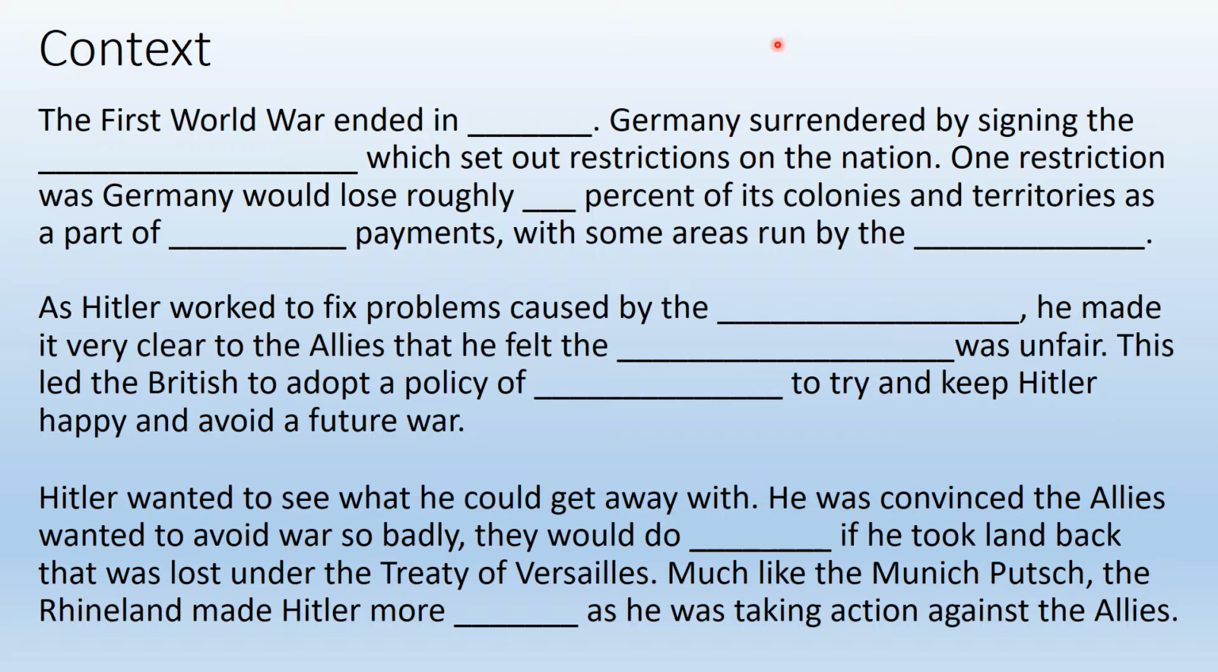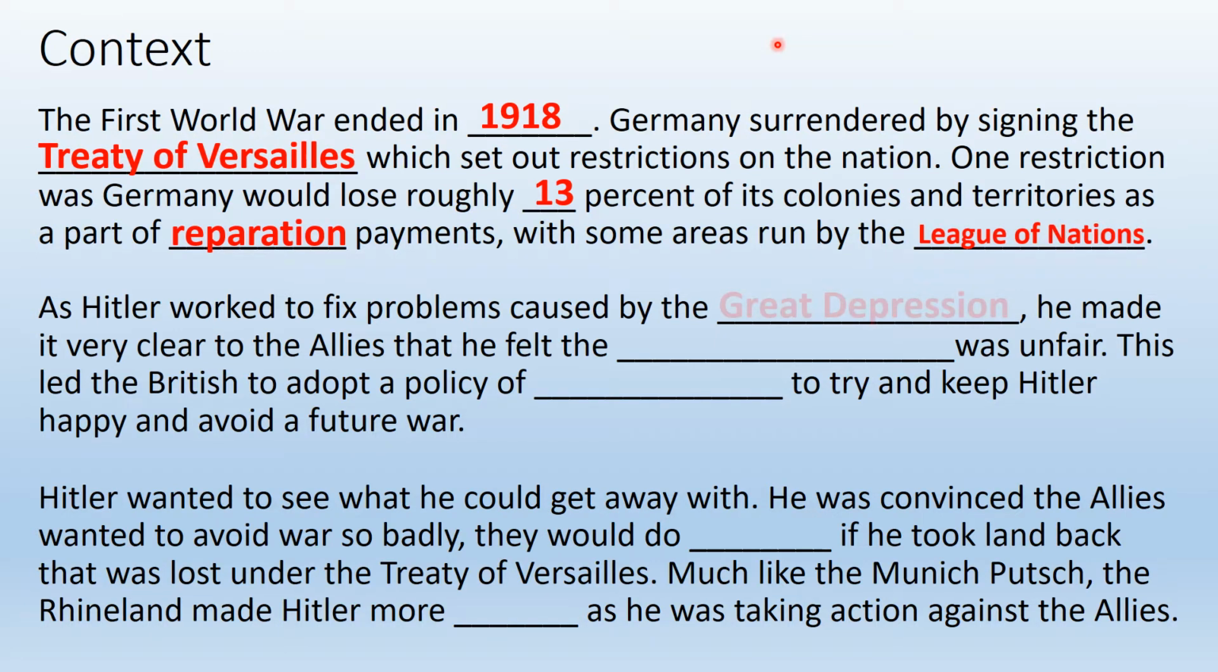Okay, great. So we've had a chance to look at some of the blanks to fill in. Let's start off with the first paragraph. The First World War ended in 1918. Germany surrendered by signing the Treaty of Versailles, which set out restrictions on the nation. One restriction was Germany would lose roughly 13% of its colonies and territories as a part of the reparation payments, with some of these areas being run by the League of Nations.